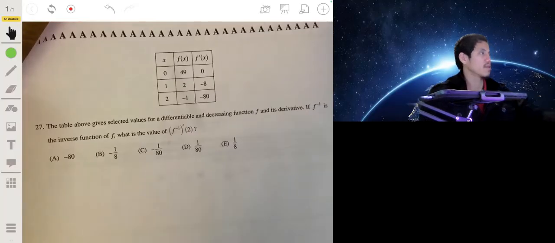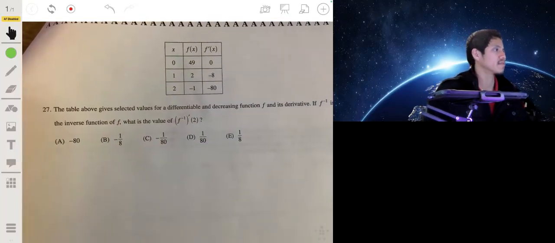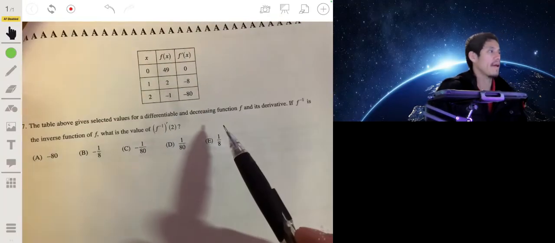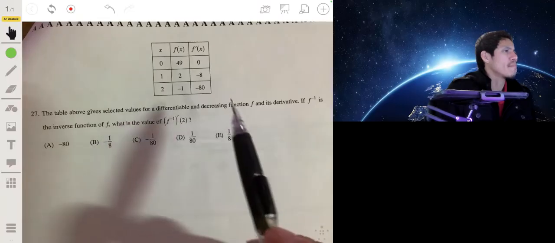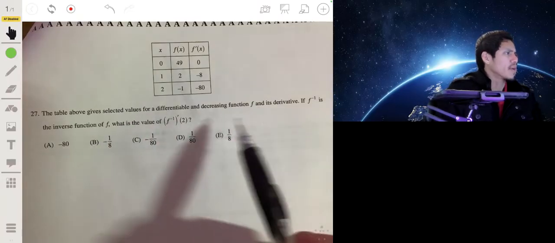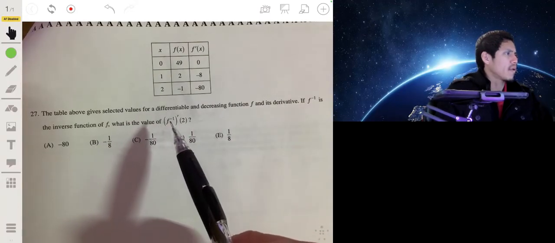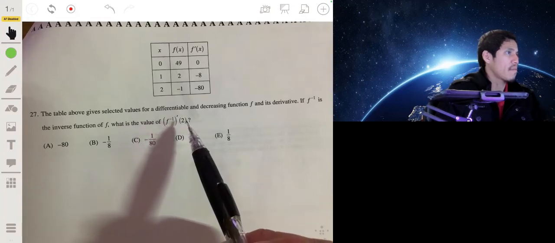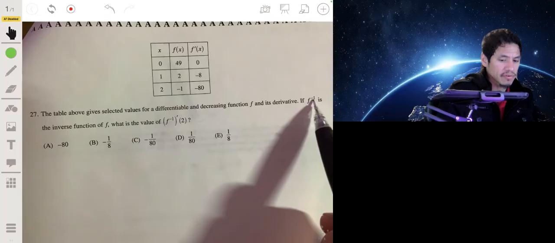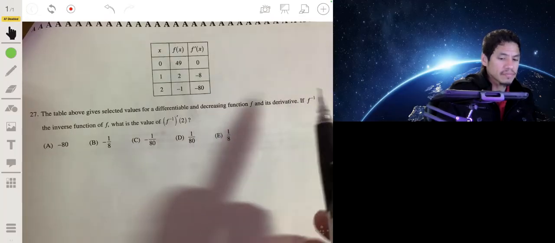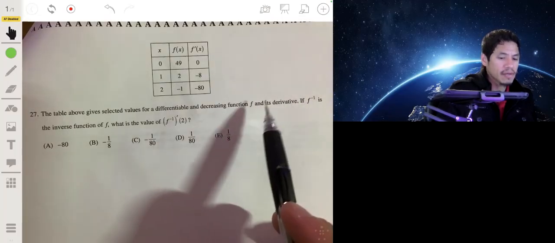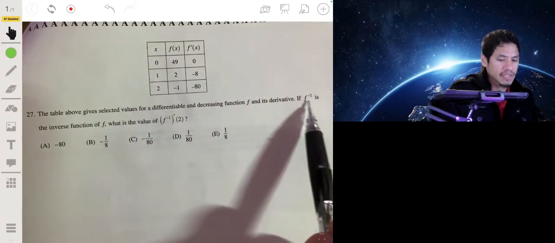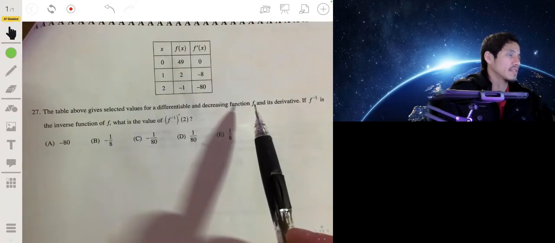Okay, 27. We have this table that gives values for x, f of x, and f prime of x. We want to find what the derivative of the f inverse evaluates to. Well, the f inverse function is not given in the table, but it represents the inverse of the function f.